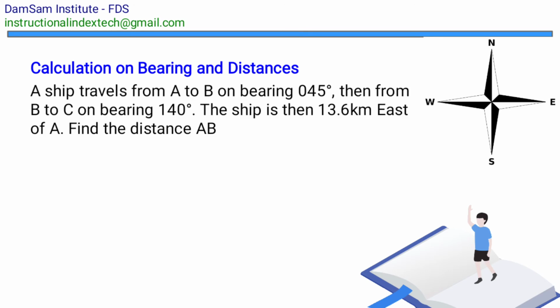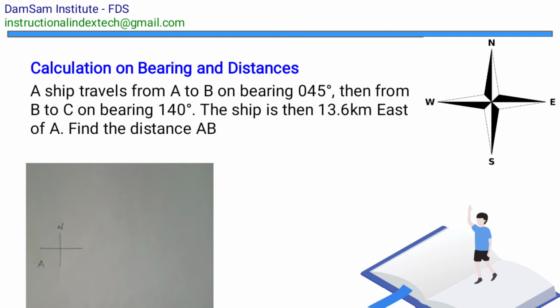Let's look at this. A ship travels from point A to point B on a bearing of 45 degrees. So the first thing we're going to do here is imagine the bearing, and it's going to form 45 degrees. And do not forget that it is from point A to point B. So we're going to have point A, and do not forget that at every point they have the north, the south, the west, and the east. So the picture shows us point A, and the north is indicated.